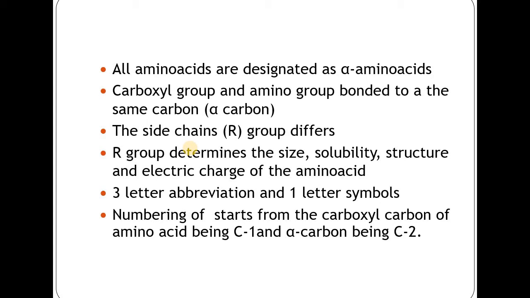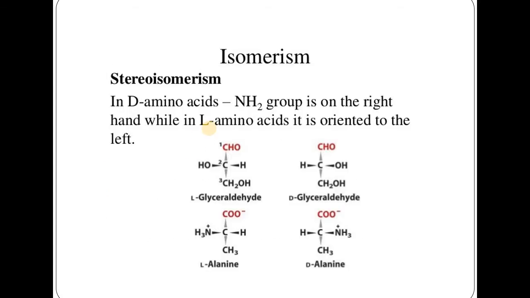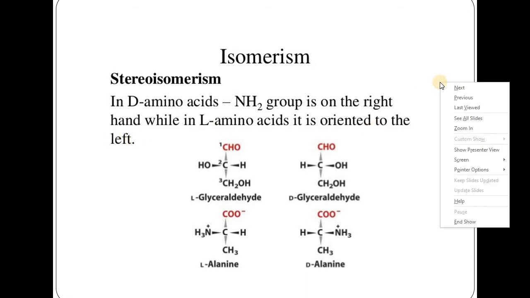Depending upon the side chain, the property of the amino acid differs, and this R group determines the size, solubility, structure, and electrical charge of these amino acids. These amino acids also exhibit the property of isomerism, just like what we saw in carbohydrates. Here you can see they are classified as L and D amino acids.